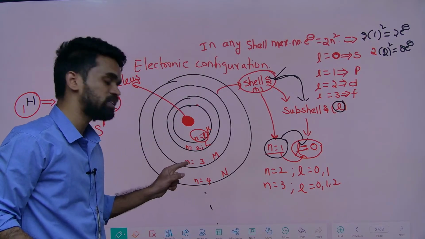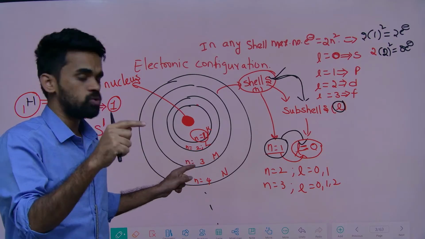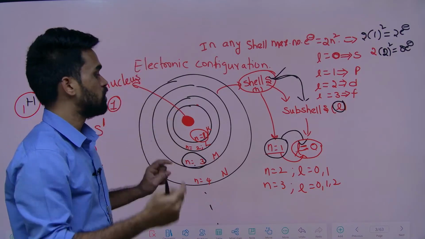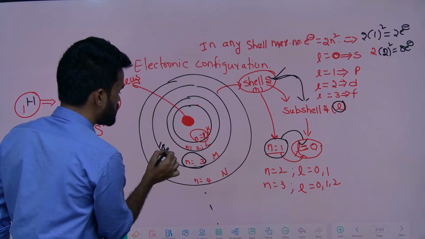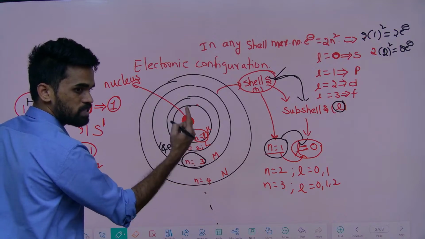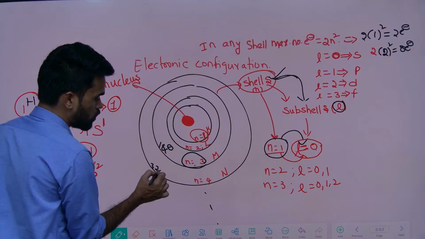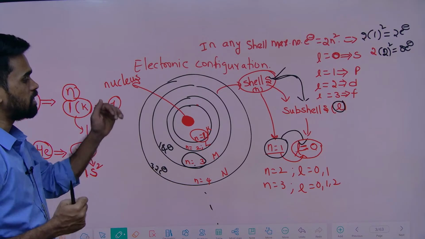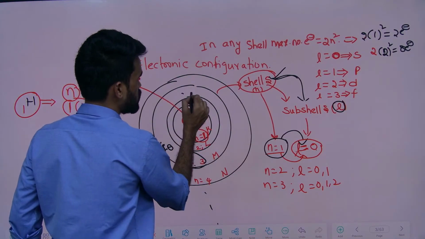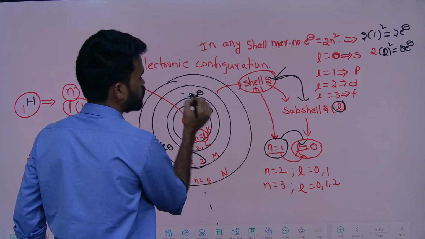Like that, if you go to the third shell, n equals 3, 2n square. Here the n value is 3, so 3 square is 9, 2 nines are 18. So in the third shell, the maximum is 18 electrons. Like that, for the fourth shell, 4 square means 16, 2 sixteens are 32. So here you can fill a maximum of 32 electrons. We need to know the count of electrons we can fill in each energy level. In the second shell, 8 electrons maximum. In the first shell, only 2 electrons maximum.